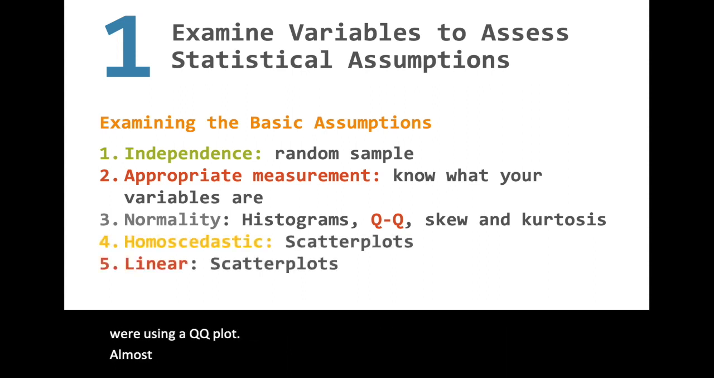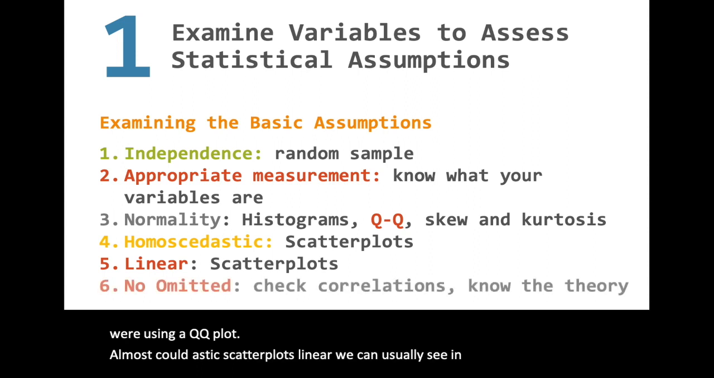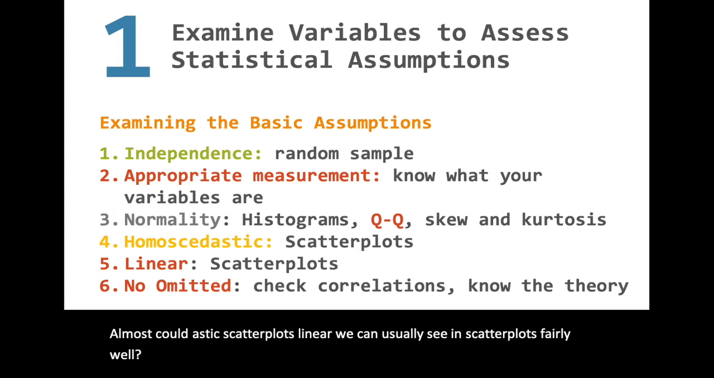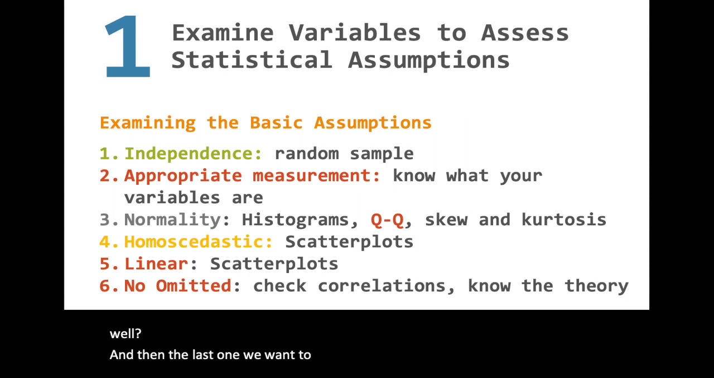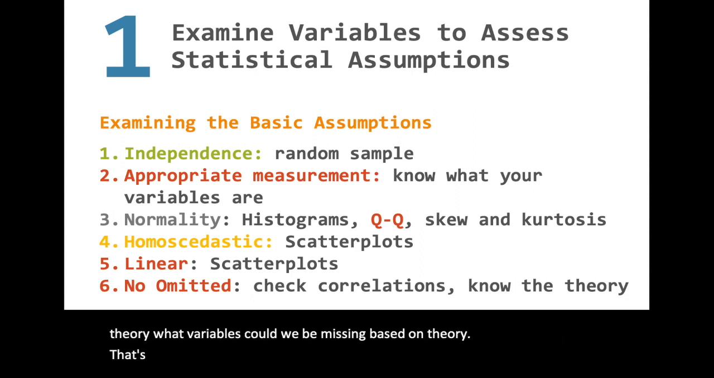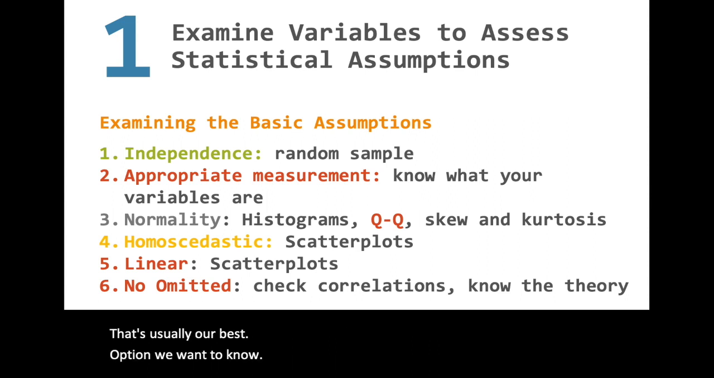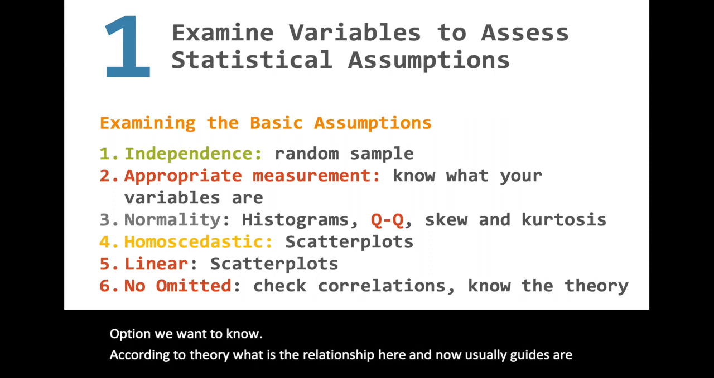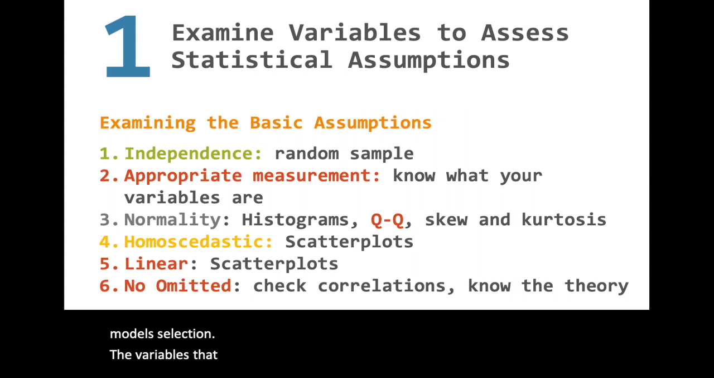Homoscedastic, scatter plots. Linear, we can usually see in scatter plots fairly well. And then the last one, we want to check correlations. We want to know the theory. What variables could we be missing based on theory? That's usually our best option. We want to know, according to theory, what is the relationship here? And that usually guides our model selection, the variables that we actually put in.